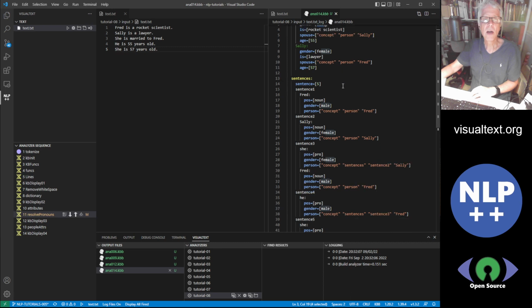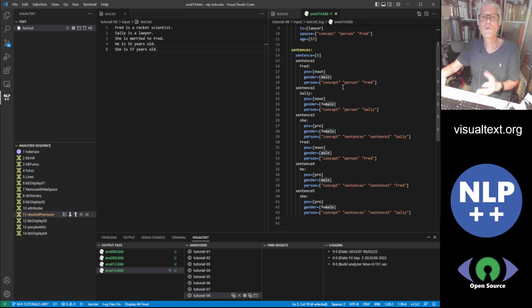Down here, however, we have what I call a short-term memory in the KB, in the brain, and that's called sentences. Under the sentences, we have a place for sentence 1, sentence 2, sentence 3, sentence 4, and sentence 5. Because we're looking to resolve this anaphora, these pronouns, we're only going to keep track of two things, people's names and pronouns, because the pronouns will refer to names that came earlier. So that's what the design of this analyzer does.